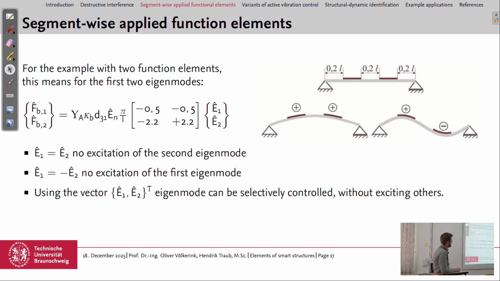And with this, we can selectively control the first and the second eigenmode of the structure. And of course, this is a very simple example. If we have a more complex structure or want to have control over more eigenmodes, then we would need more surface actuators, and we have a longer vector here for the fields.